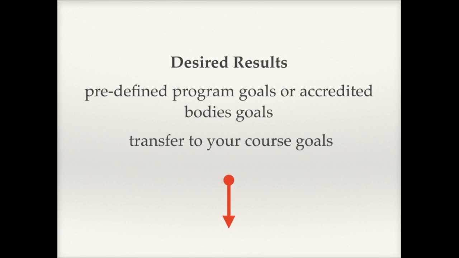At the top level, desired results are predefined outcomes and are already established by accredited bodies and programs before you even start developing your course. They usually include relevant goals that come from the professional standards in your field.